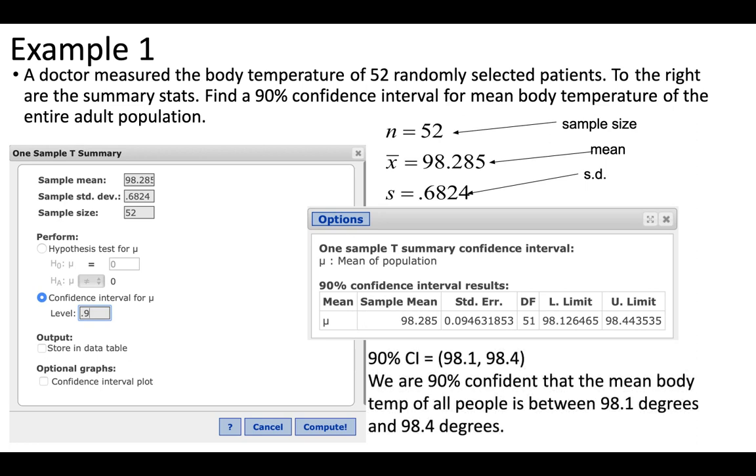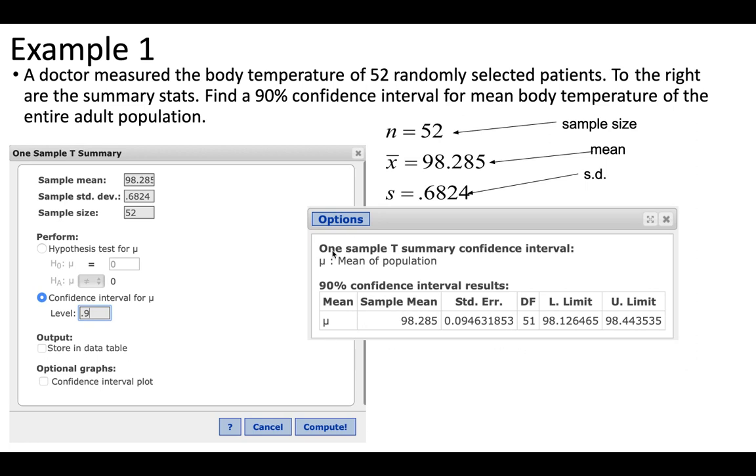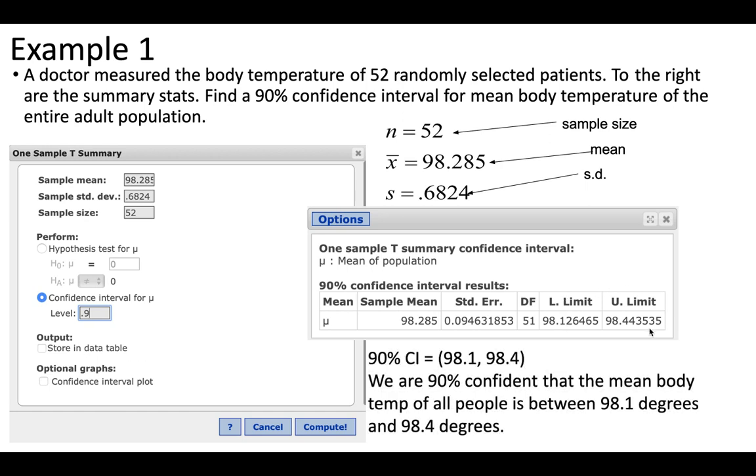So my 90% confidence interval, if I look at the lower limit and the upper limit, is going to be 98.1 to 98.4. That means we're 90% confident that the mean body temperature of all people is between 98.1 degrees and 98.4 degrees based on this data. So you can see it's pretty much exactly the same. We just went to t-stats instead of proportion stats.